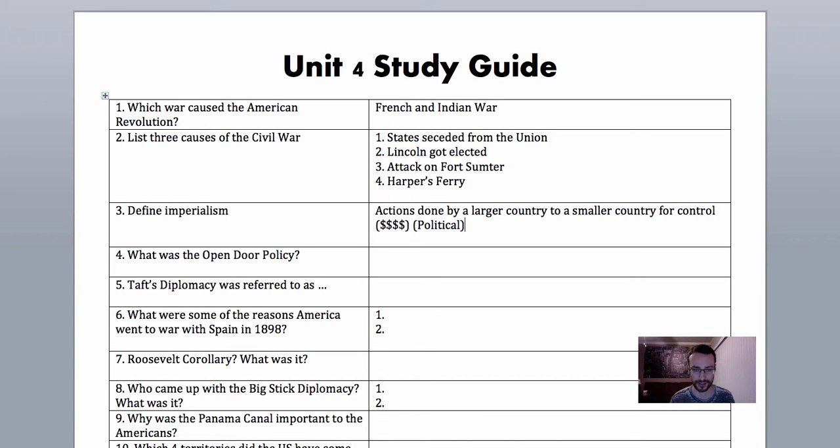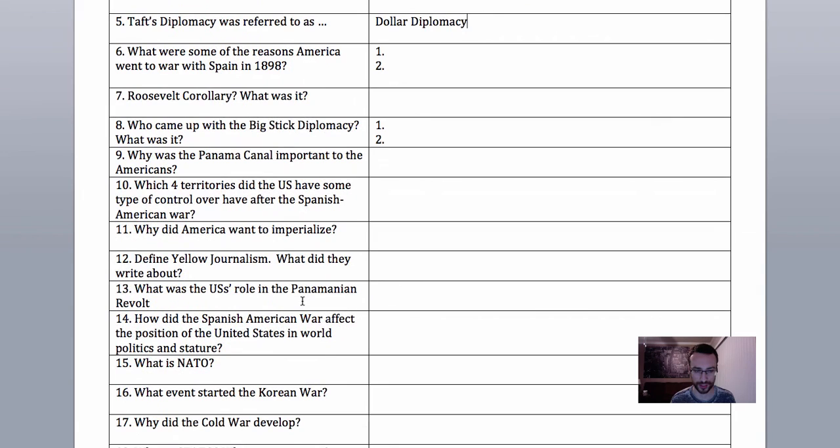What was the open door policy? Very briefly, America trying to gain trading rights in China. Taft's diplomacy was referred to as dollar diplomacy.